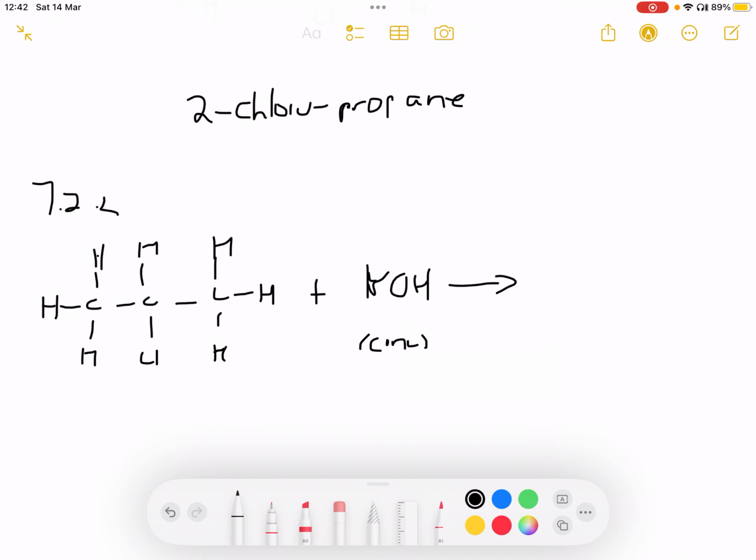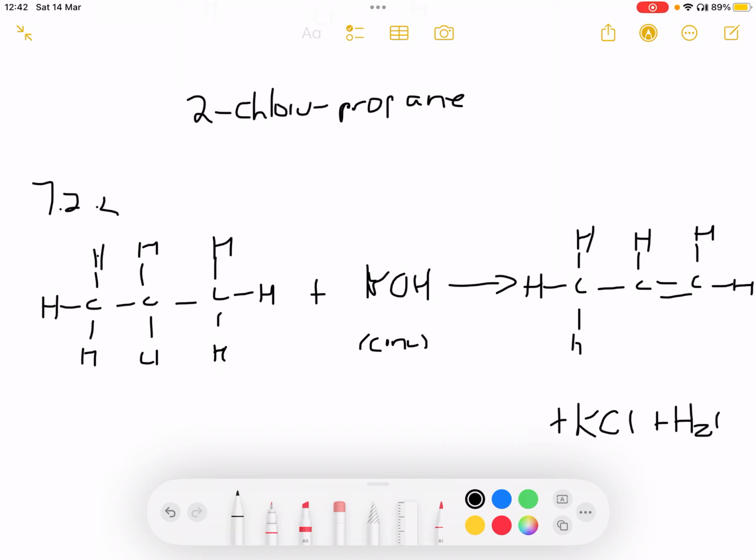And then that will give us an elimination reaction, where the product will be a CH3 with a CH and a CH2 and a double bond here, plus KCl plus water. Why? Because this one is dissolved in pure ethanol. Right.